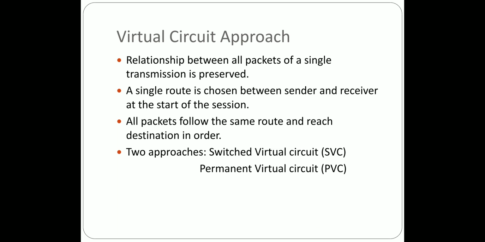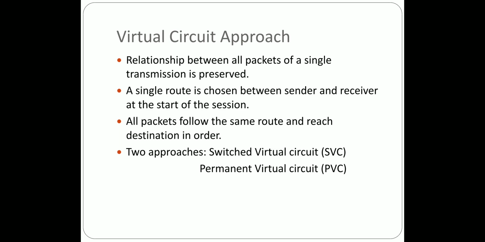Next, in packet switching is your virtual circuit approach. What happens in the virtual circuit approach is the relationship between all the packets of a single message is preserved or maintained. So what we do is we choose a single route between a sender and a receiver at the start of the session. Once that route is selected, all the packets will take the same route to the destination, and they will move one after another sequentially.